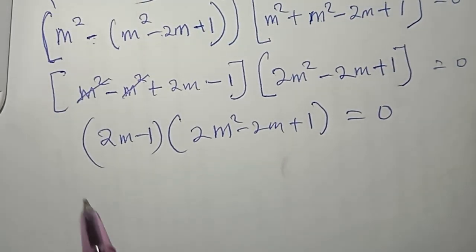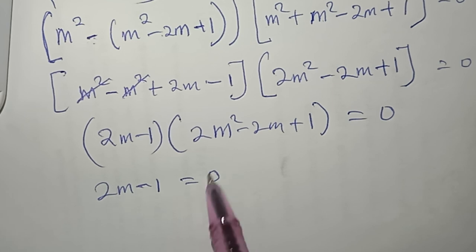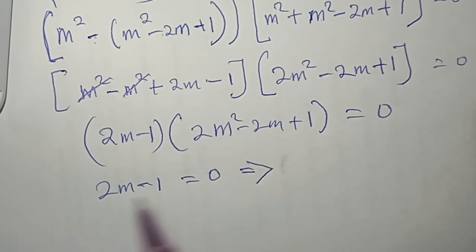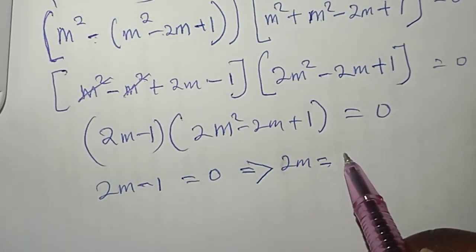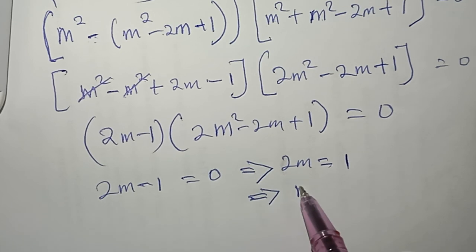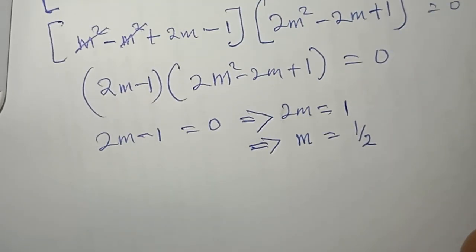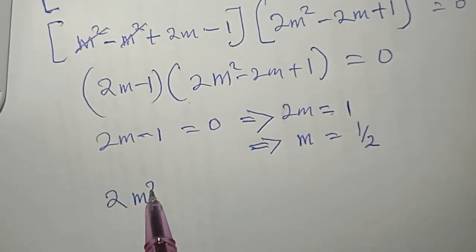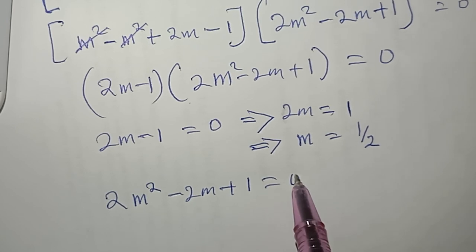Using the zero product rule, you can see clearly that 2m − 1 = 0. That's the first one. This implies that 2m = 1, bringing the minus 1 over, and this implies that m = 1/2. Then for the second one, we have 2m^2 − 2m + 1 = 0.